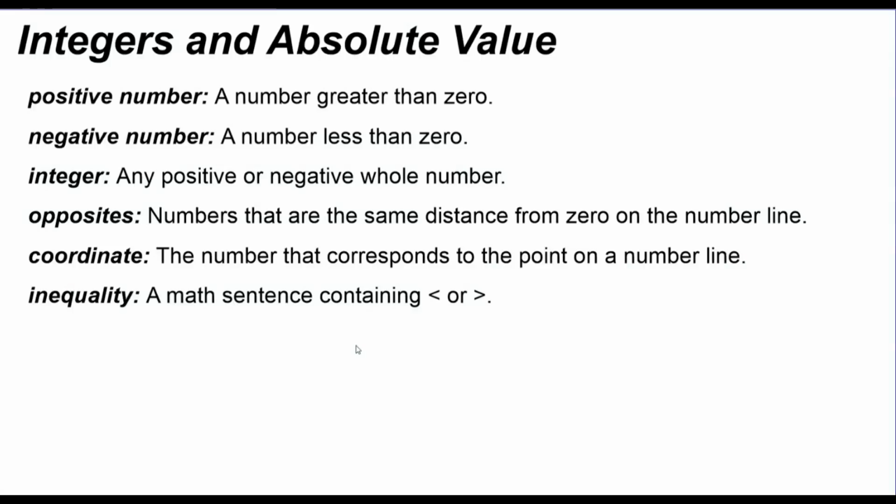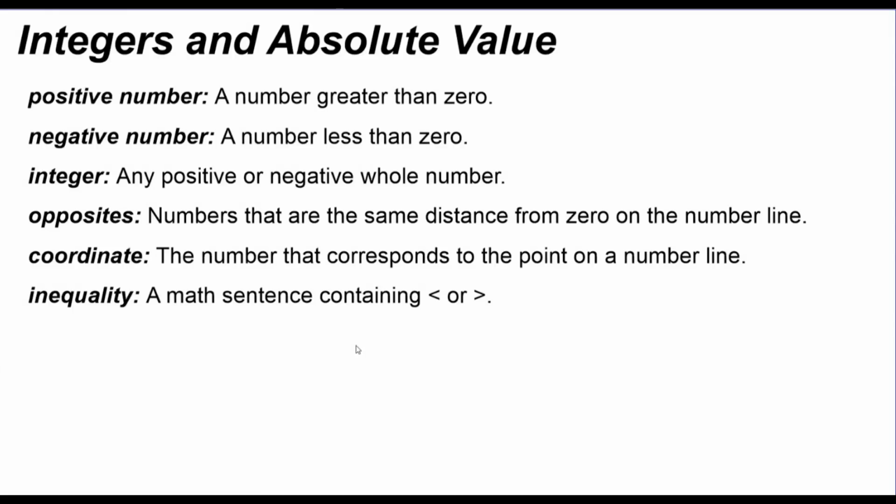We've got positive numbers, and positive numbers are any numbers greater than 0. Negative numbers, those are any numbers that are less than 0. And an integer is any positive or negative whole number. So integers are always whole numbers. They have no decimal parts or fraction parts, but they can be positive or negative.